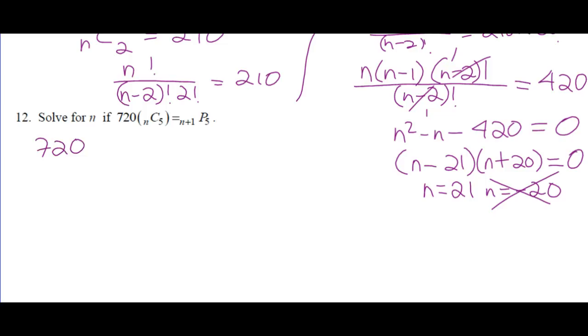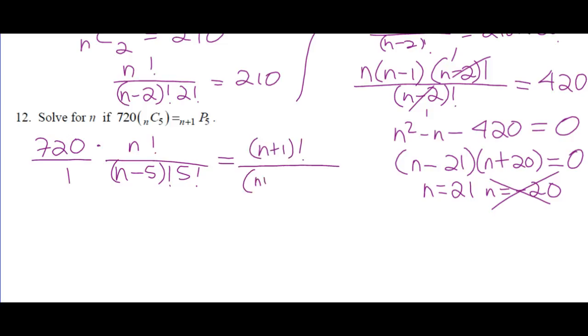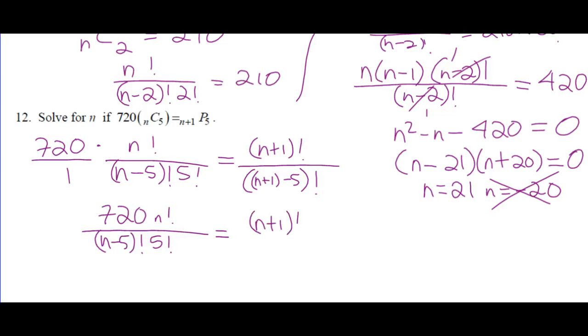So 720 times n factorial over n minus 5 factorial, 5 factorial. Okay, so again, we're just defaulting to the formula, right? So on your formula sheet, let's throw that over 1, is equal to n plus 1 factorial over n plus 1 minus 5 factorial. I like to throw the brackets in there, but you don't need them. You could just write n plus 1 minus 5. I like to throw it in because it reminds me, oh, that's my n, because that's n and that's r in the formula. Okay, so let's go 720 n factorial over n minus 5 factorial, 5 factorial, is equal to n plus 1 factorial over n minus 4 factorial.